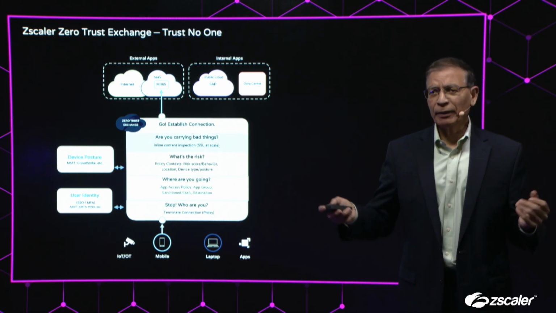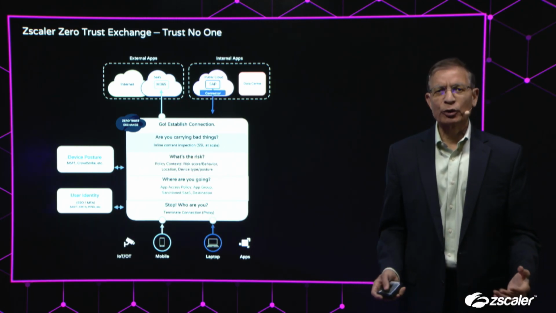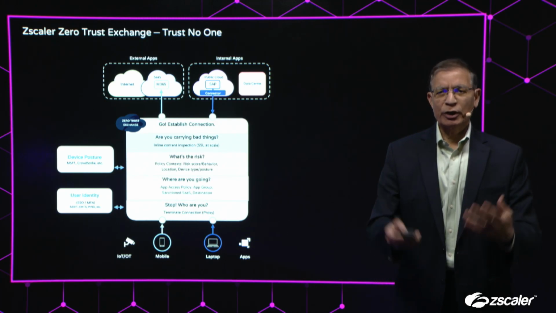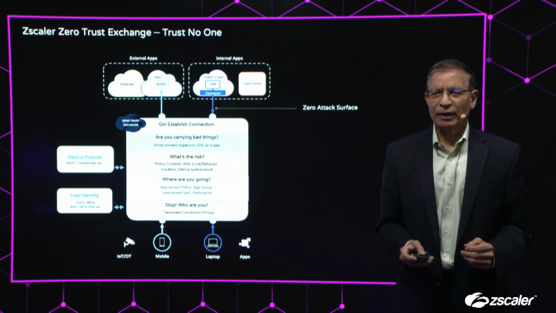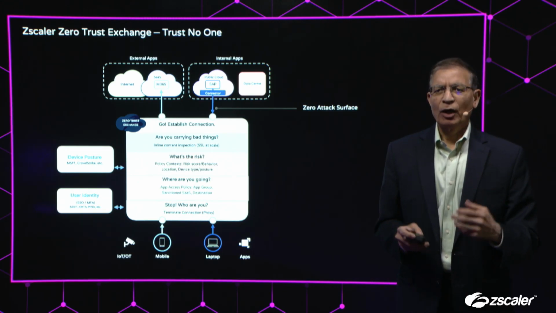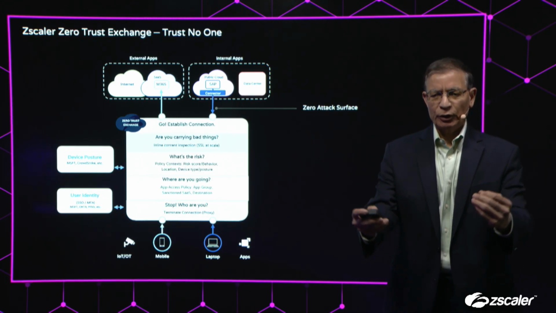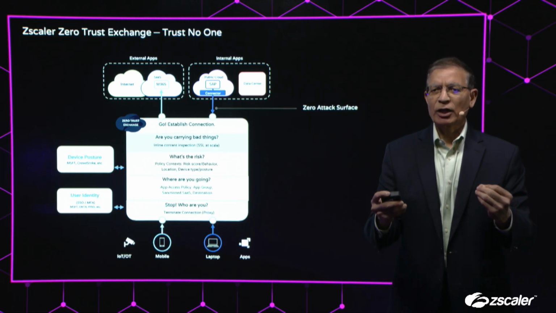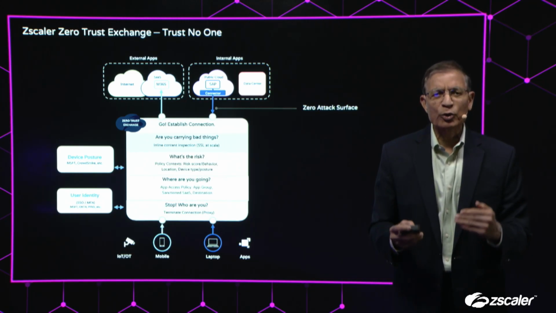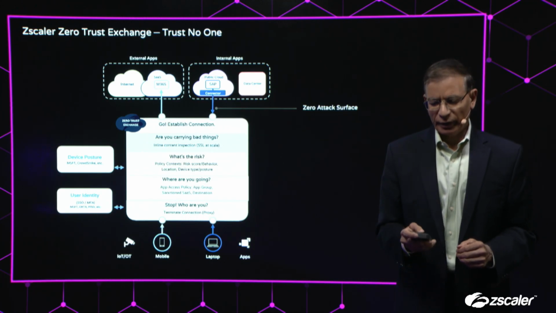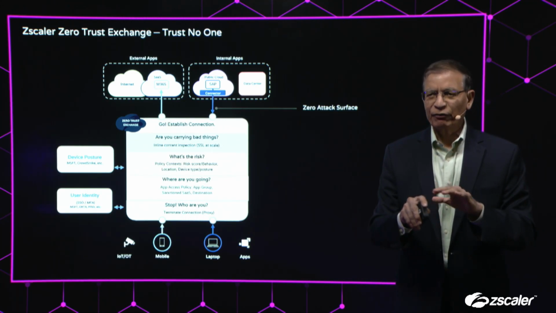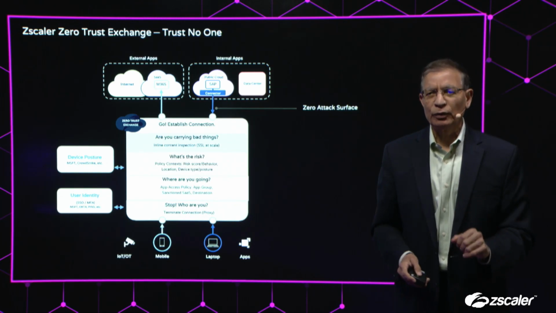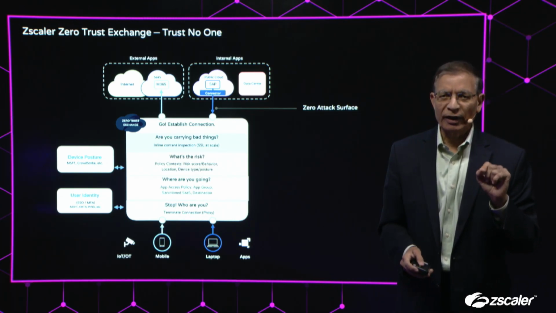For internal application access, if a user wants to go from a laptop to, say, SAP, the first few steps are different. It's the last step that's very critical. We use connector technology to really start inside-out connection. There's no outside-in connection allowed. That means your applications go dark. They can't find you. They can't attack you. Hence, we minimize your attack surface.